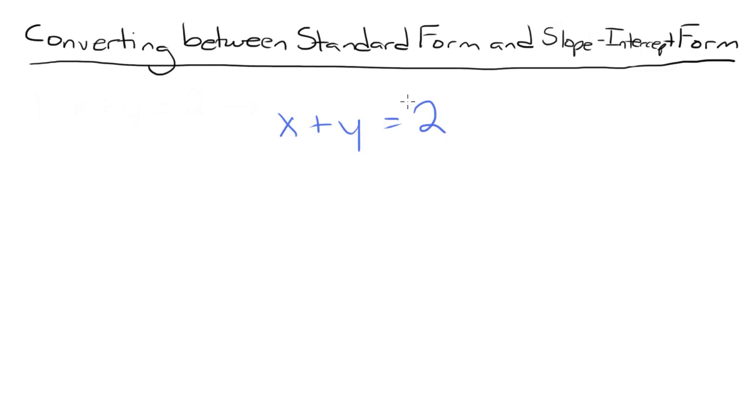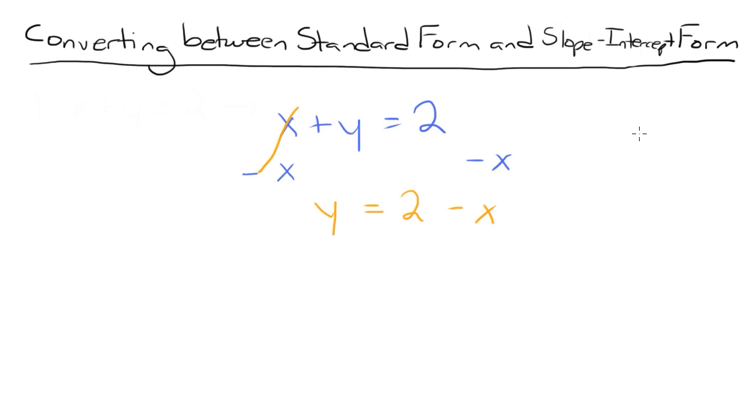To convert from standard form to slope-intercept form, all we have to do is rearrange our equation to solve for y and then double check that our terms are in the correct order. So to do that with this equation, we have to subtract x from both sides. When we do that, our x's cancel out and we're left with y on the left side equals 2 minus x. Now this is almost correct.